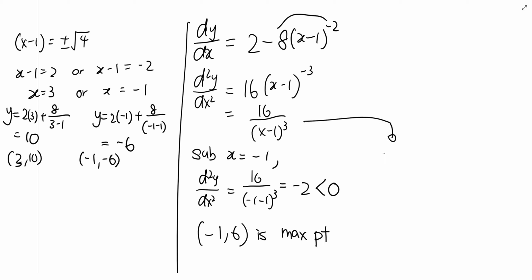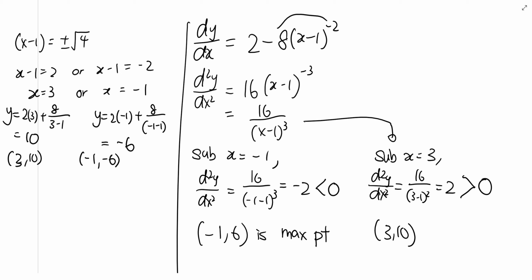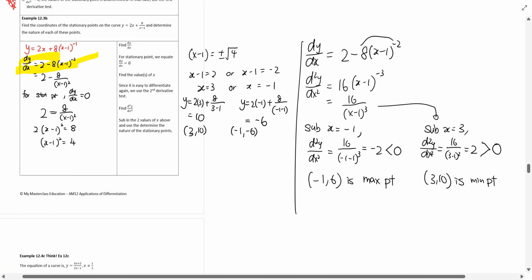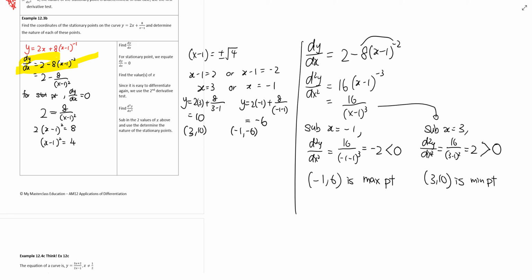Same thing, I sub in x equals 3. My d2y over dx squared is equal to 16 over (3 minus 1) squared. That would give me equal to 2, which is greater than 0. Okay, so therefore 3 comma 10 is a minimum point. And that is how you use the second derivative test to find the nature of the stationary points.